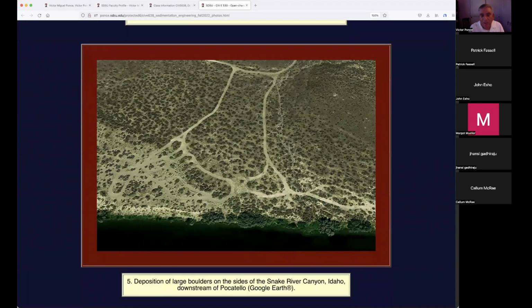This is a fascinating picture. Deposition of large boulders on the sides of the Snake River Canyon in Idaho, downstream of Pocatello. Why is it strange? Because these are huge boulders. What are they doing there? You must have had a huge flood in order to move these huge boulders. Otherwise, they would not be there, right?